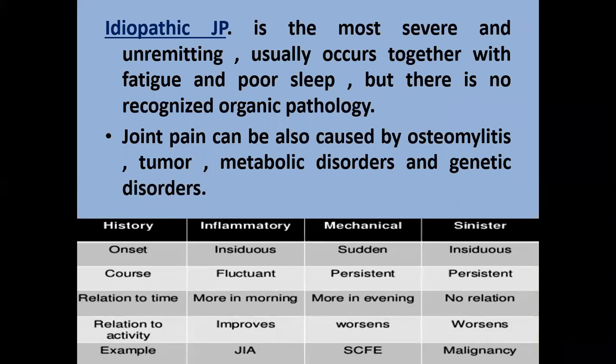According to history, onset in inflammatory is usually insidious and mechanical usually sudden. Sinister is insidious too. Course of the disease is fluctuant in the inflammatory type, while in mechanical and sinister it is usually persistent. Radiation with time: inflammatory is more in the morning and mechanical more in the evening, while the sinister has no relation. Relation to activity: it improves with activity in the inflammatory and worsens with activity in mechanical. Sinister worsens with activity. For example, inflammatory like juvenile idiopathic arthritis, mechanical like SCFE, which is slipped capital femoral epiphysis, and sinister, which is malignancy.